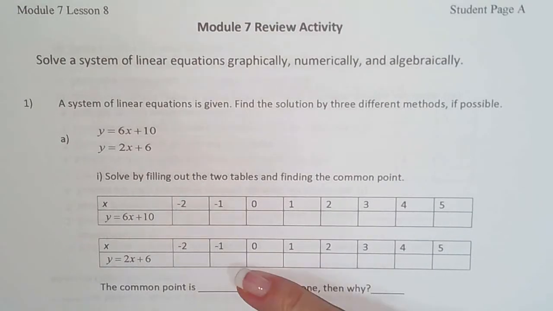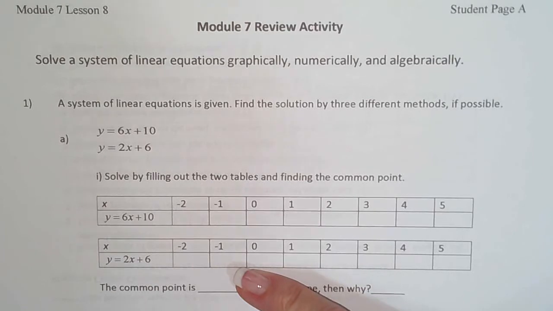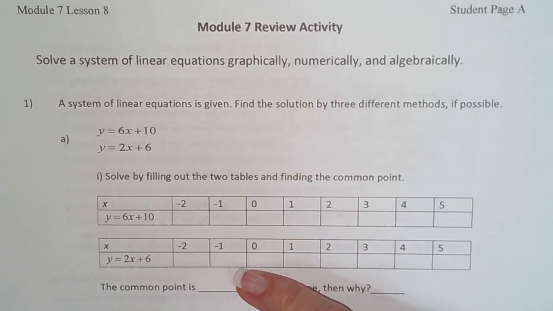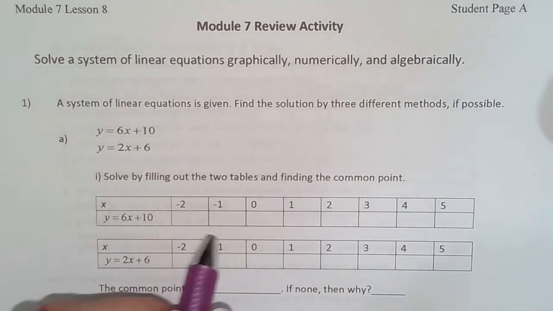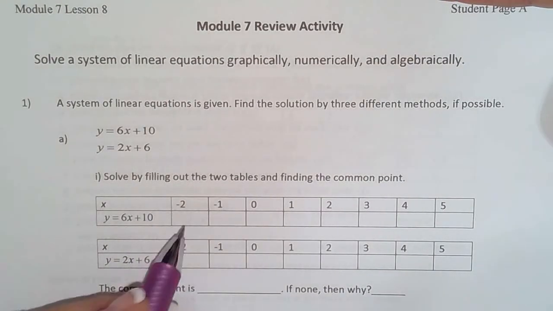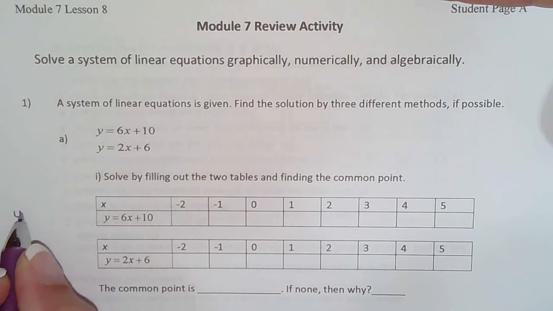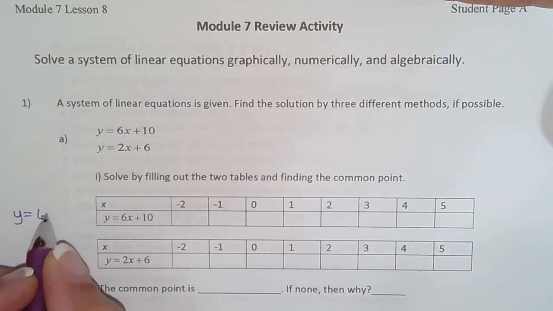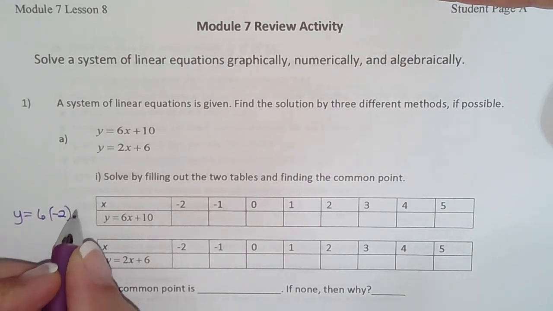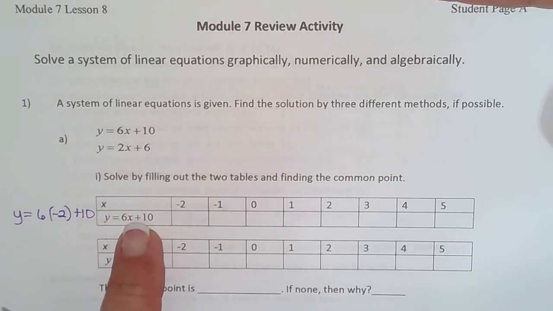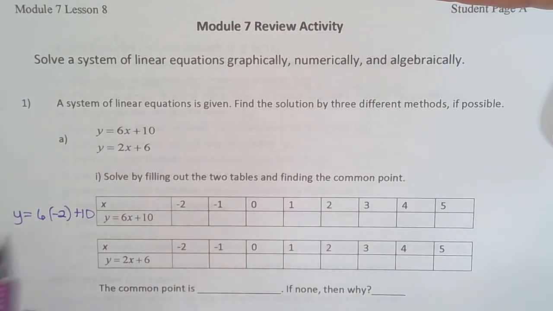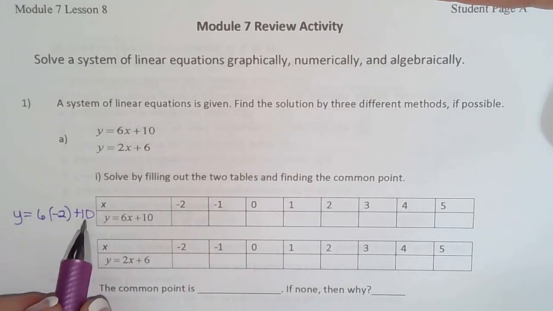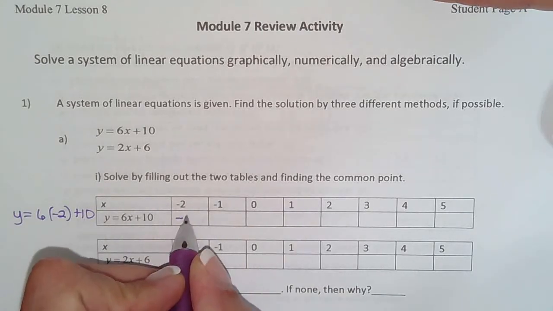So the first way we learned is when we made a t-table. Remember, I think it was hot dogs and chips. And we found the point that was in common. So that's what we're going to do now. So when we put negative 2 in, we'll have y equals 6 times negative 2 plus 10. So here's the equation, and here's the x values we're supposed to be putting in. So that'd be negative 12 plus 10, which would be negative 2.